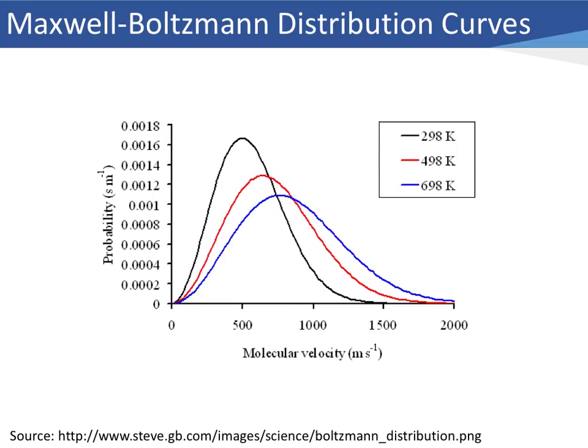And these are the Maxwell-Boltzmann distribution curves. So as I increase the temperature, the average molecular velocity, the average kinetic energy of this group of molecules will increase. Increase the temperature even more, I'll get a bigger curve that's wider with an average even higher.